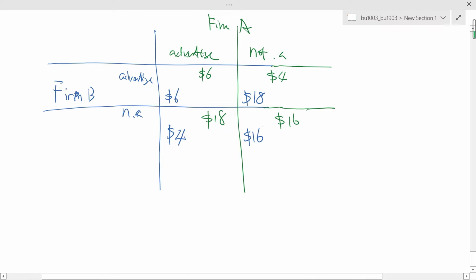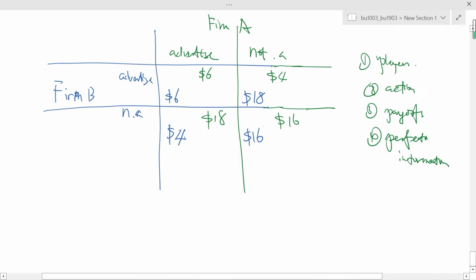So now we set up what is called a strategic form game in these tables, and you want to observe that there are four important elements here. First, players, which are firm A and firm B here. Second, there's the action space, or strategies. Third, there's the associated payoff. Fourth, we are assuming that there is perfect information. Perfect information means that all players know about the game. Everybody knows that everybody knows the game, and so on and so forth.